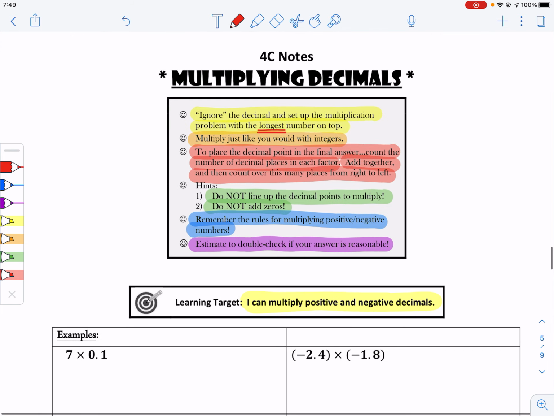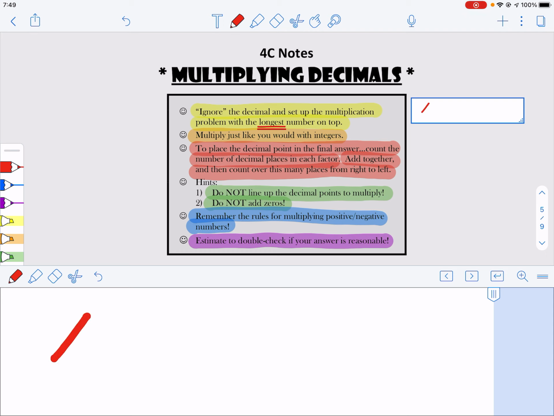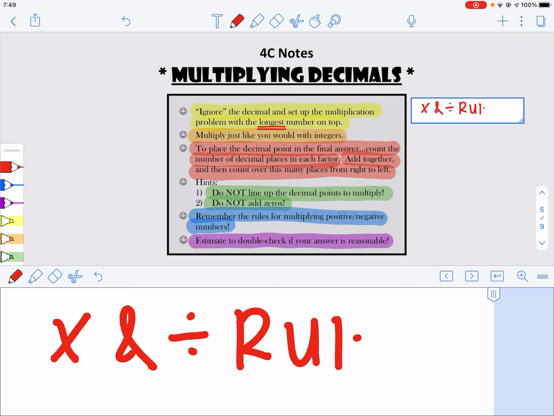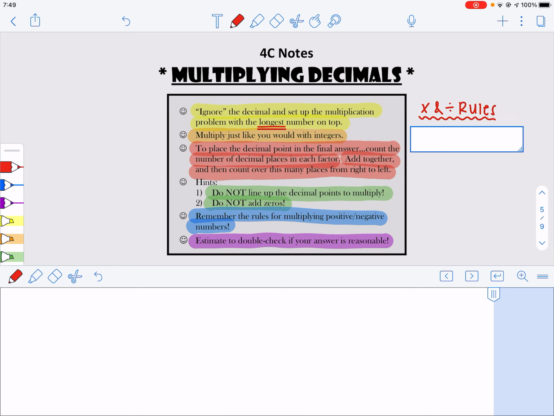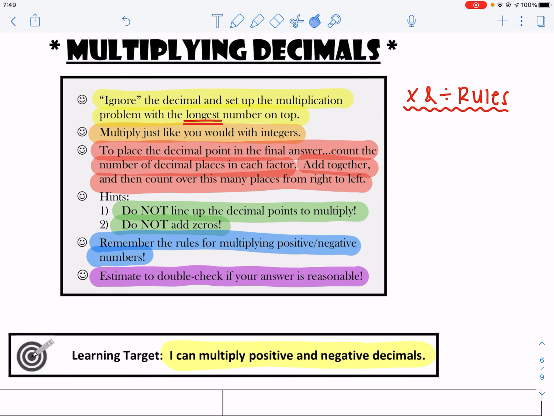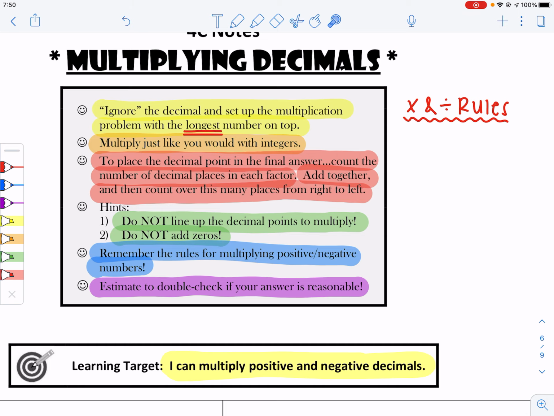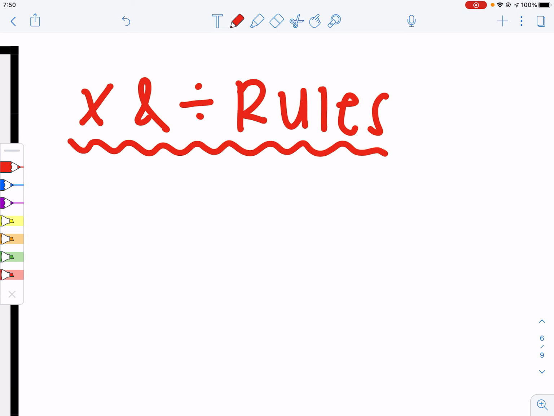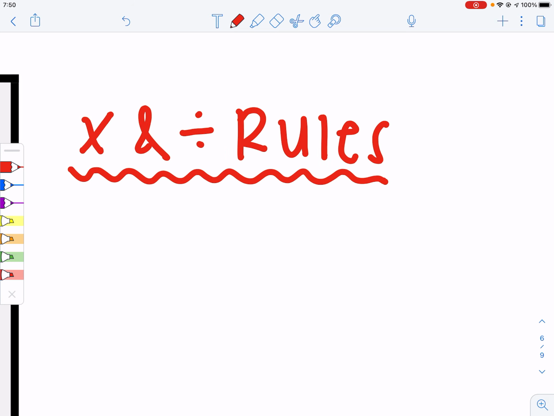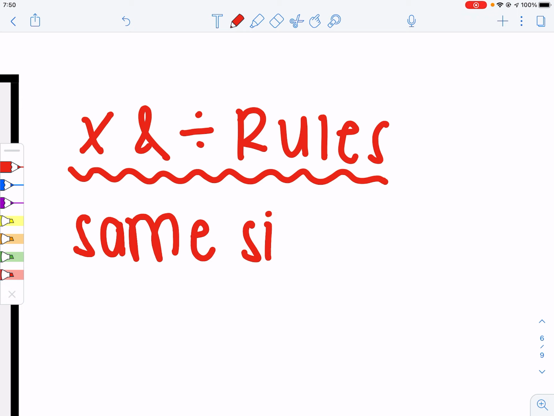So over on the right hand side, let's make a note with our rules for how to multiply and divide. On the side, go ahead and write multiply and divide rules. When you are multiplying and dividing, the rules you follow to multiply and divide decimals are the same rules that we've been doing to multiply and divide integers. It's the exact same rules. So the rules when you're multiplying and dividing integers is if they have the same sign, go ahead and write same sign.